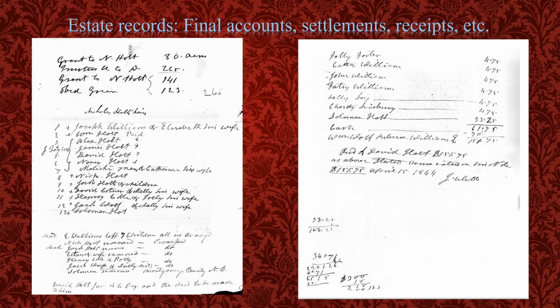So at some point, the administrator would seek to wind up his business. All the property had been sold or divided. The widow had been given her due. The creditors had been satisfied, but there might still be a small balance in the hands of the administrator. At this point, he might submit his final account or his settlement, listing the remaining assets and how they were dispersed to the heirs per stirpes, that's Latin for by branch, or according to their rateable shares.